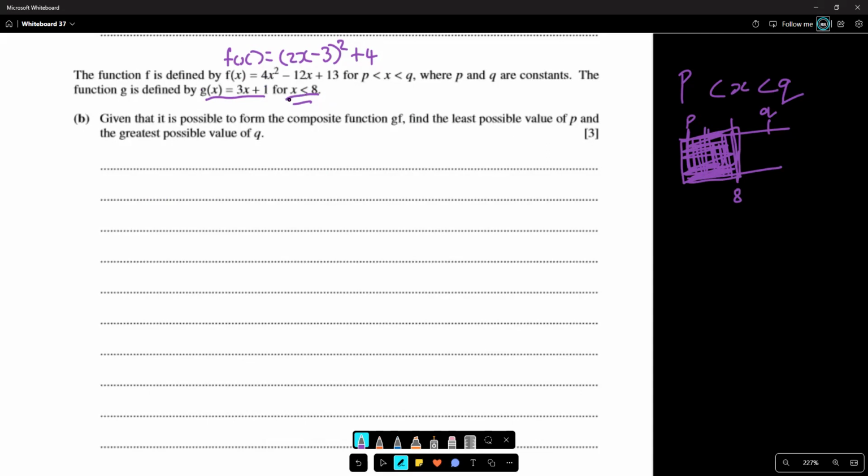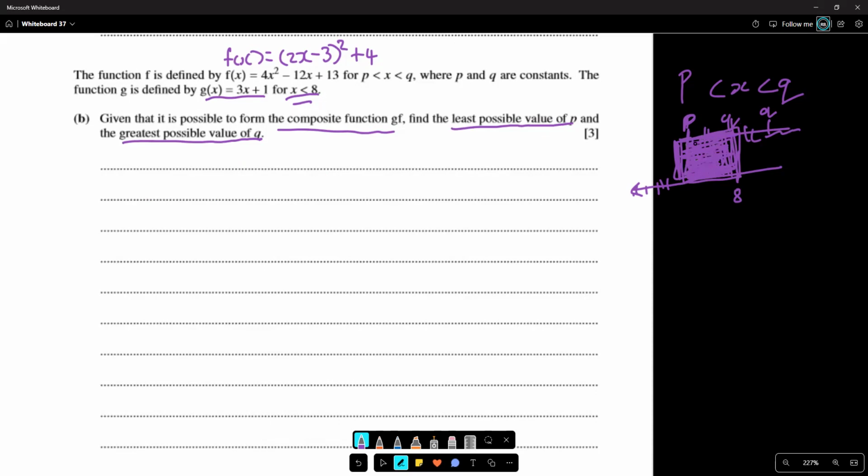The composite function, yes. So they say, given that it is possible to form a composite function, find the least possible value of P and the greatest possible value of Q. Okay. So we're looking for this P and this Q that will be on this interval. Sharp, because this one will keep on going forever. Right. So immediately we pass this value, is no longer possible to do composite here. And also there is not possible. You see? Sharp. So we're just interested where the composite can fall.